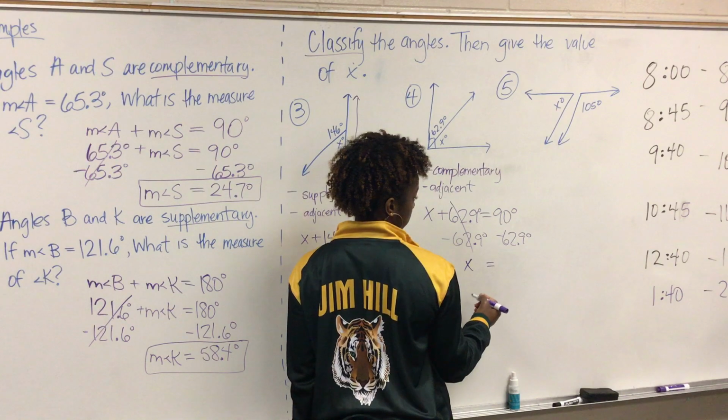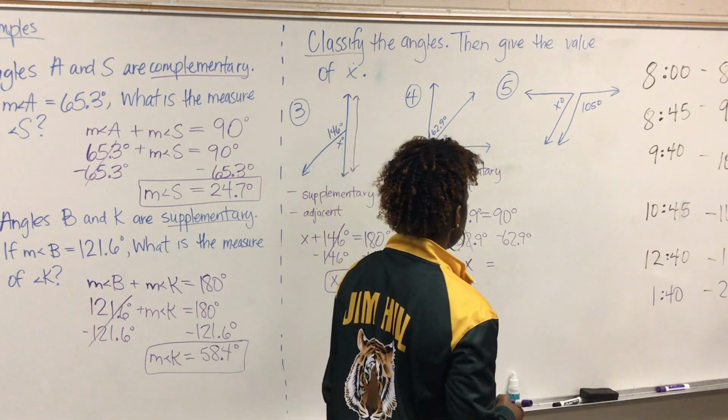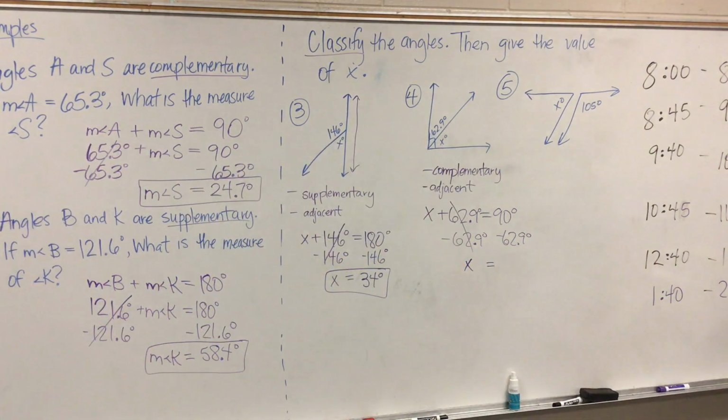x equals 90 minus 90 degrees minus 62.9 degrees. And we get 27.1 degrees.